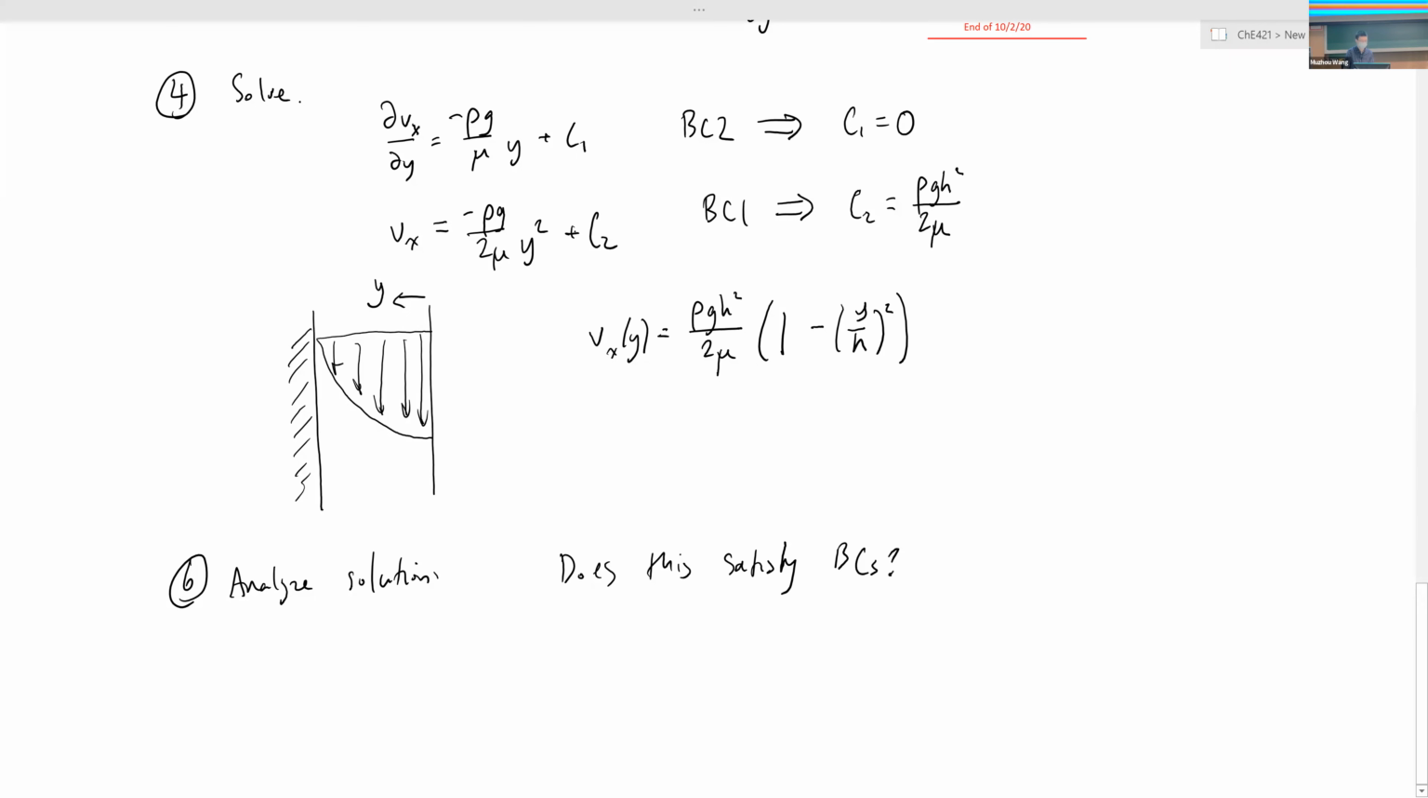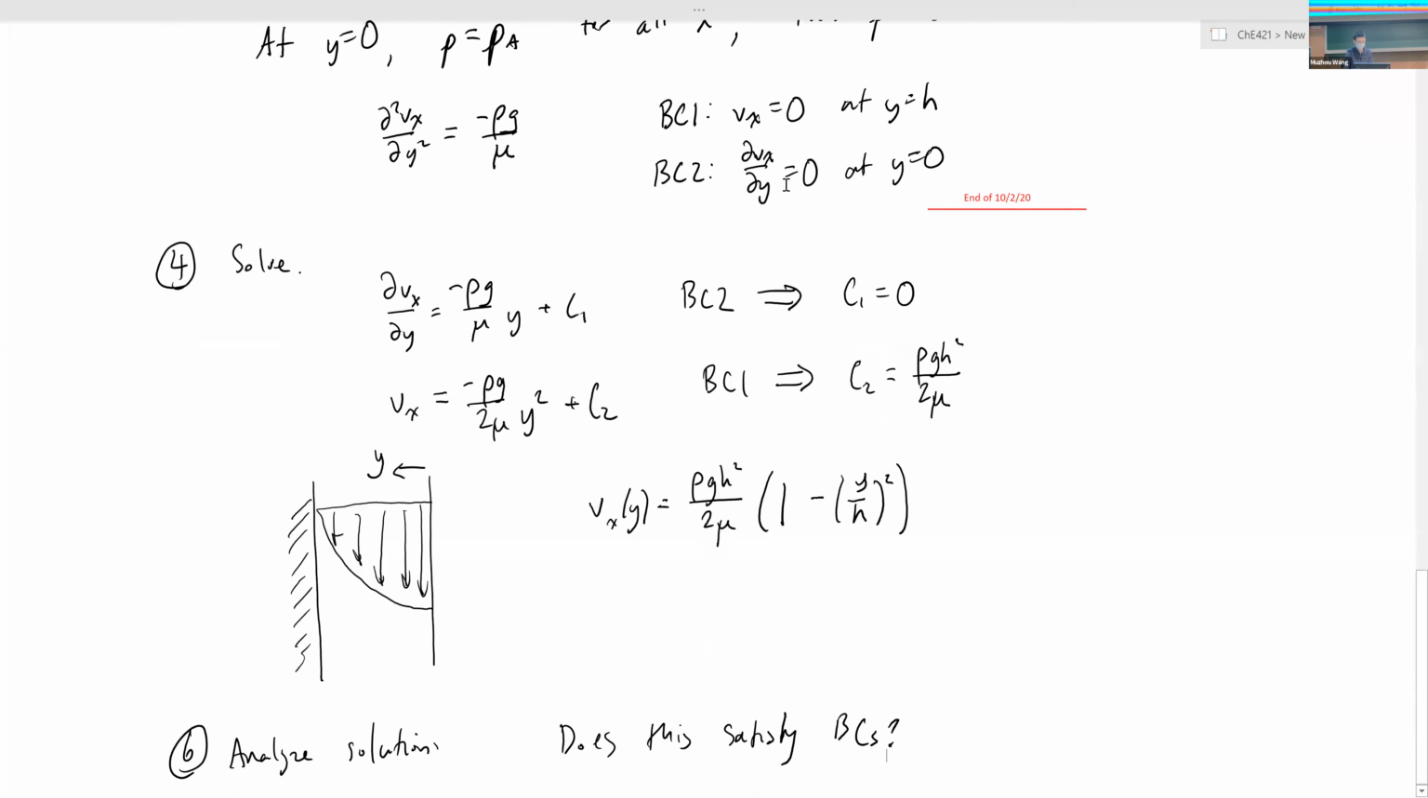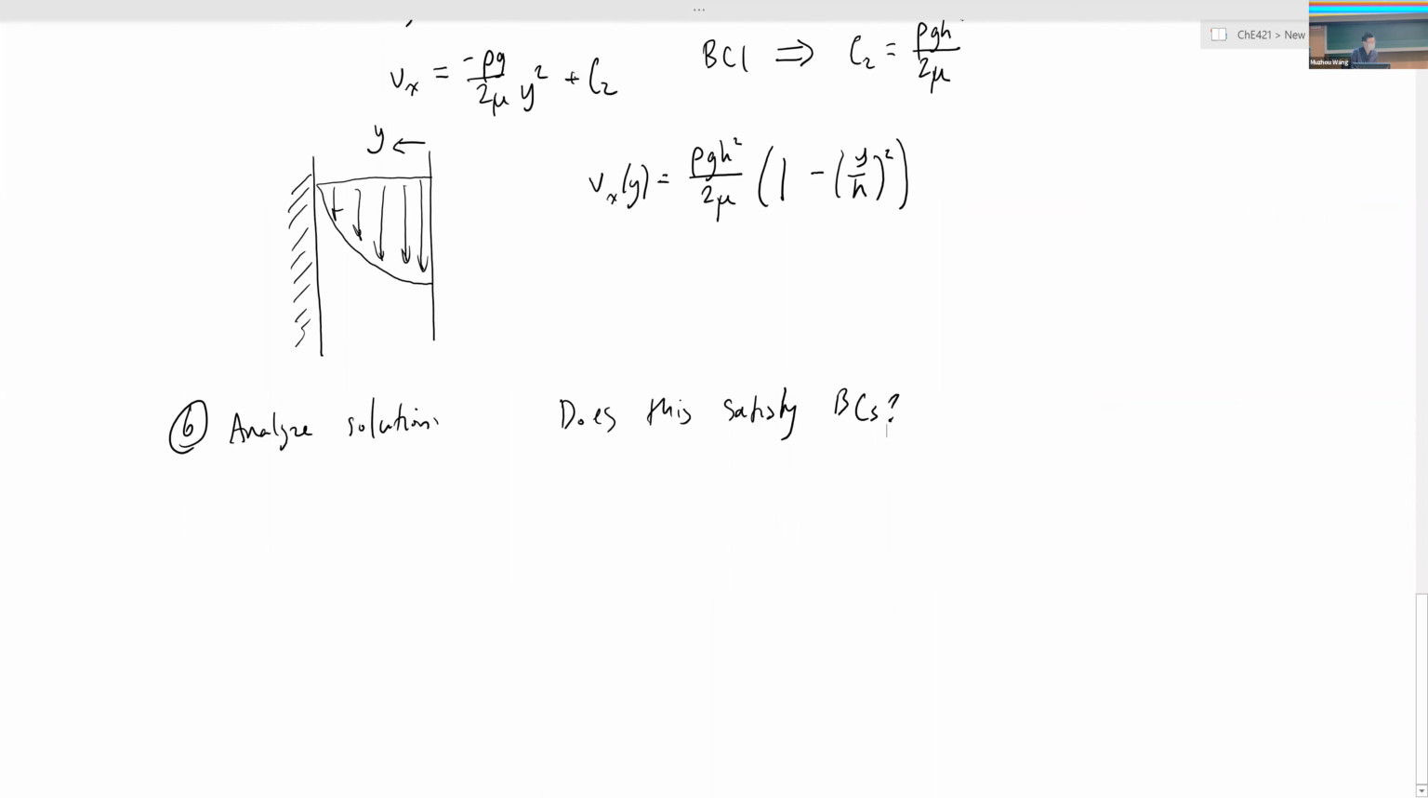Just to remind you, the boundary conditions are that Vx is equal to 0 at y equals h. That's what we see here. It seems to satisfy that, right? When you plug in y equals h, you get 1 minus 1, so it's equal to 0. And then at y equals 0, you have that it's flat like this. Here you'd have to actually take the derivative and verify it, but trust me, it does work out. You should get in good practice of actually plotting your solutions and making sure that they make sense, right?